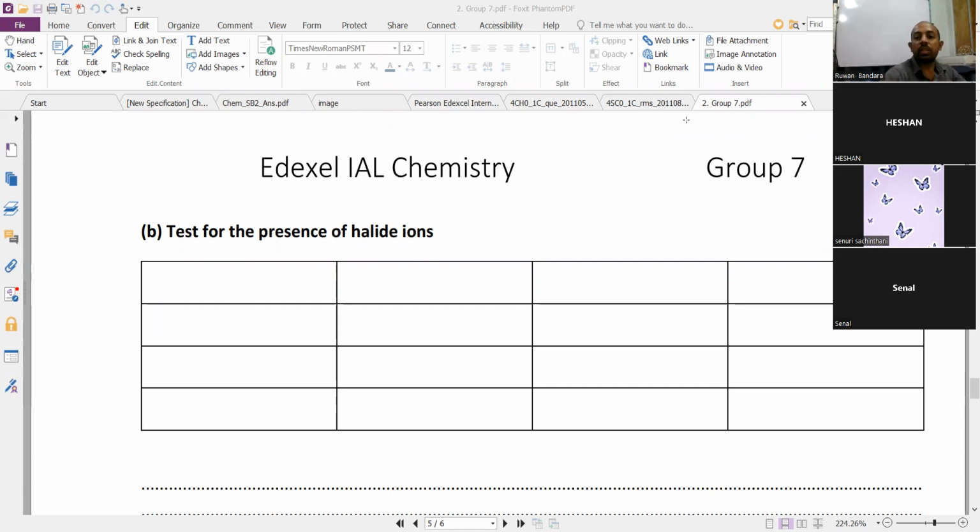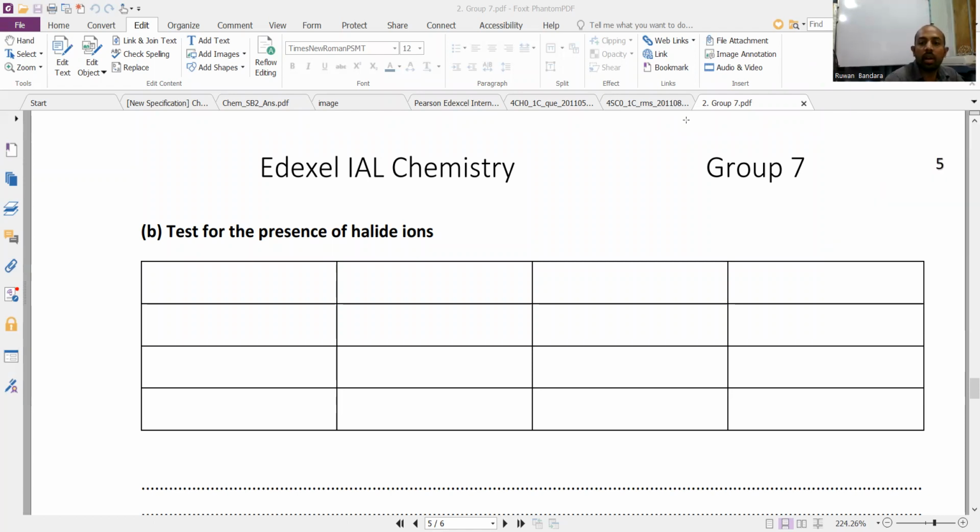Right. I think we did this. The test for the presence of halides. Let me just remind you what is happening here. Cl minus, Br minus, and I minus. You are adding AgNO3 and HNO3.